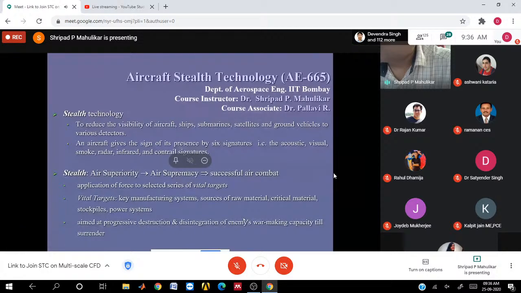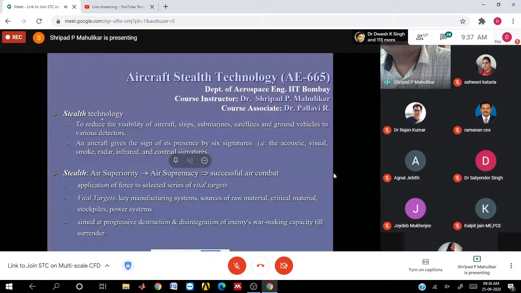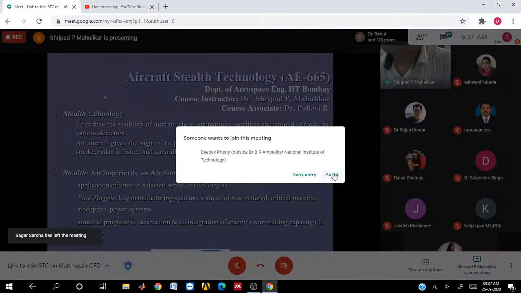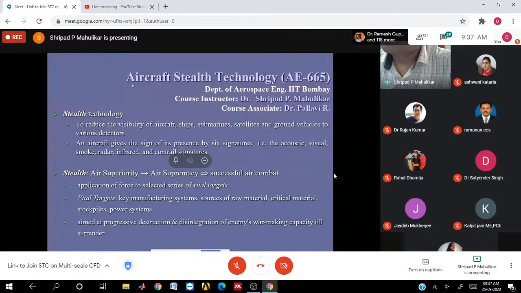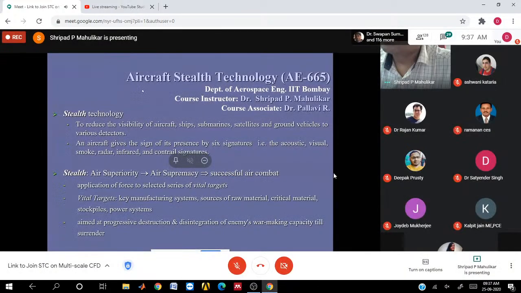So with that prelude, maybe I now straight away start with the presentation on aircraft stealth technology, which is actually a full semester course in the Department of Aerospace Engineering. In fact, the Department of Aerospace Engineering at IIT Bombay is one of the very few institutes in the country to have this as a full semester course. Okay. So let us begin now.